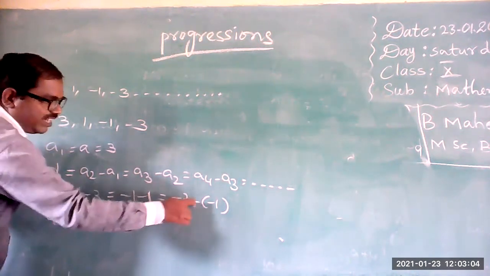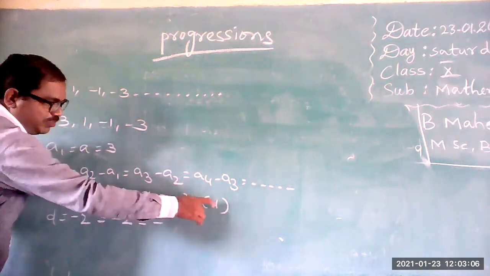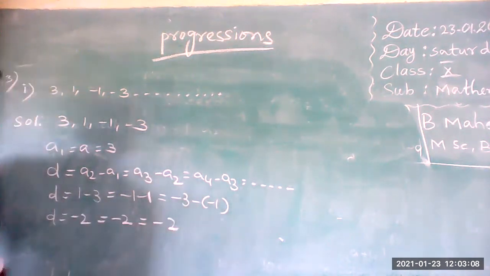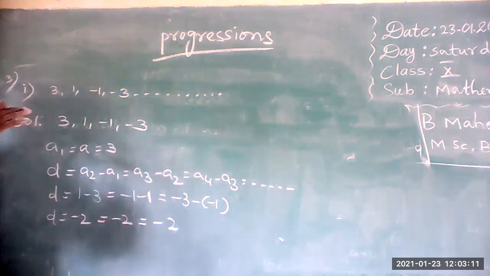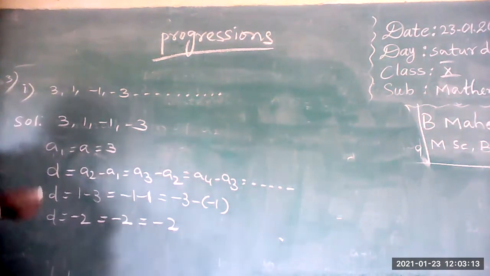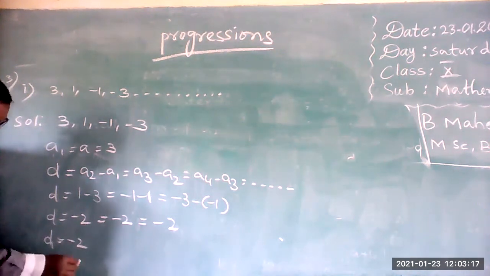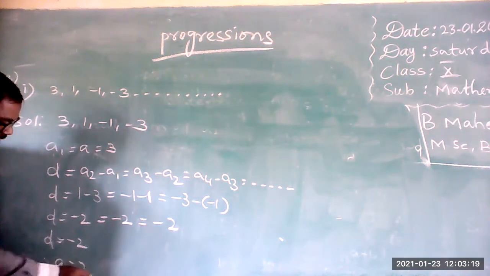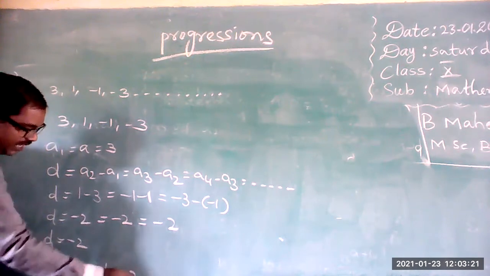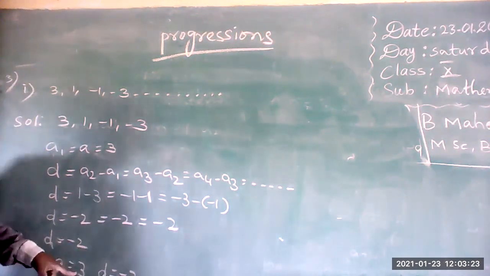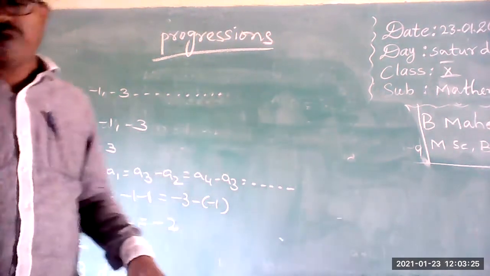Minus 3 plus 1 is minus 2. So the difference between two successive terms in the given series is the same. So the D value is equal to minus 2. Therefore, A is equal to 3 and D is equal to minus 2. So the first term is 3 and the common difference is minus 2.